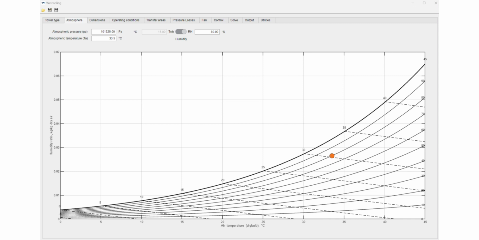This graph is a great help in visualizing the state of the air at the inlet of the cooling tower. We'll also calculate the outlet properties of the air, and one can then determine, as we'll later show at the outputs, if a plume will be visible.